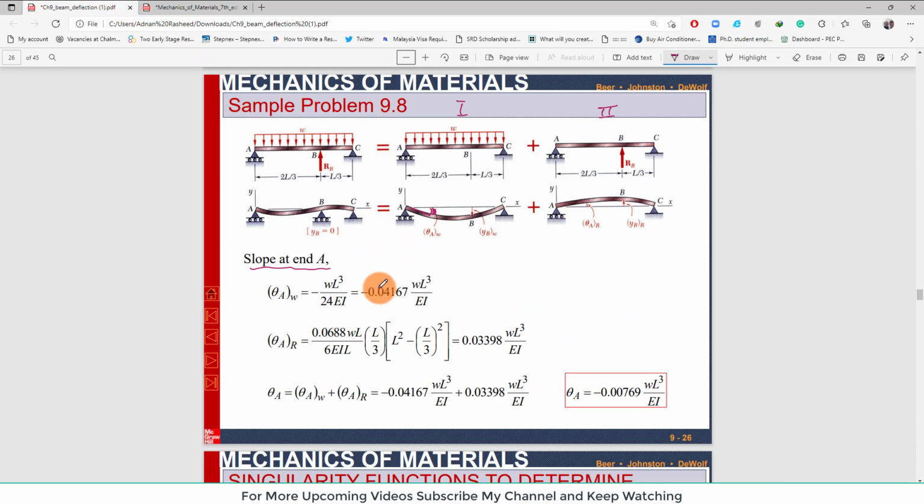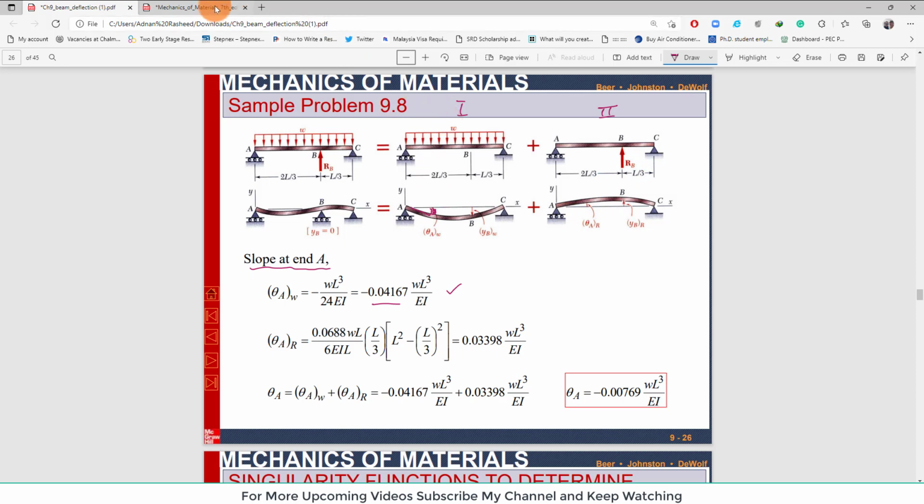Clear? Okay. So 1 over 24 is actually this one. So this is theta A, slope at point A due to loading W or loading 1. Now slope at point A due to loading 2 or reaction due to loading R.